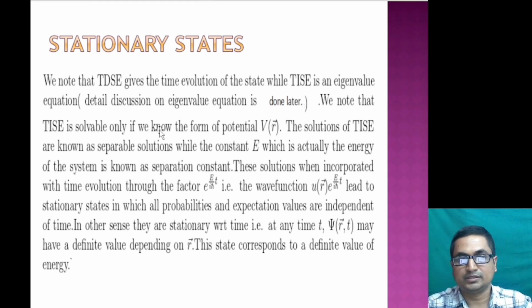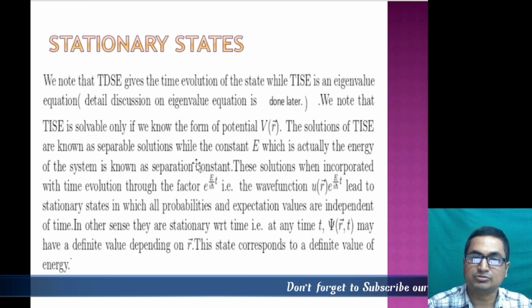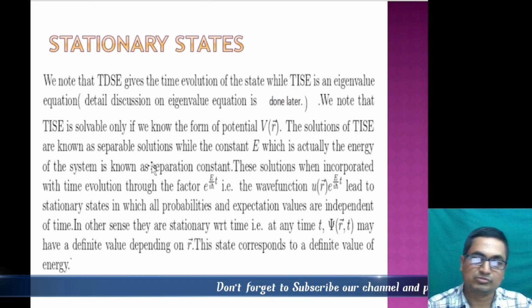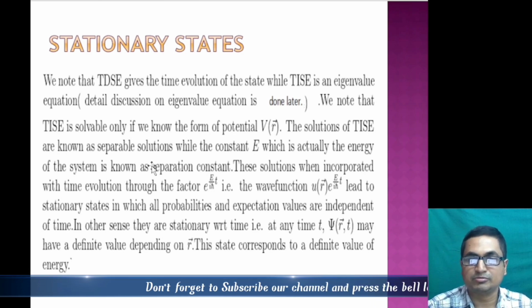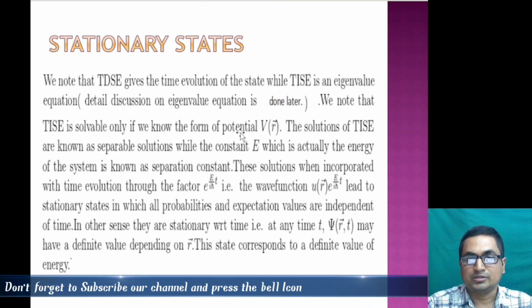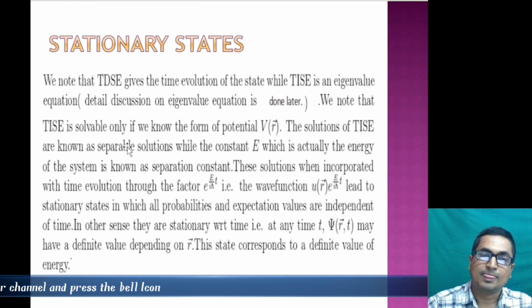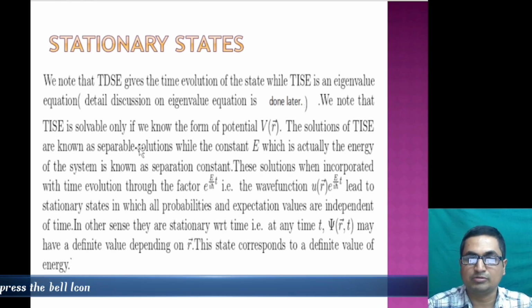Now we see that the time-dependent Schrödinger equation simply gives the time evolution, while the time-independent Schrödinger equation is an eigenvalue equation. We will talk about eigenvalue equations later when we talk about operators. It is important to note that the time-independent Schrödinger equation is a solvable one, and for that we must know the form of the potential also.